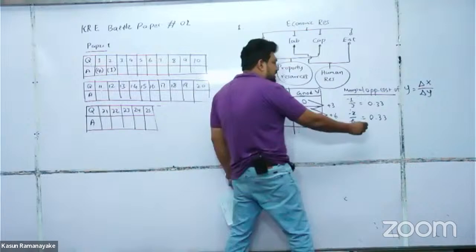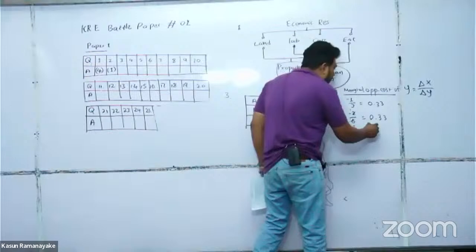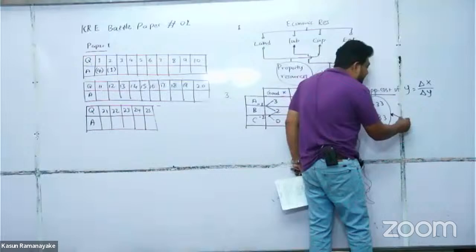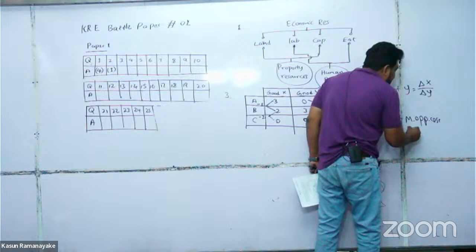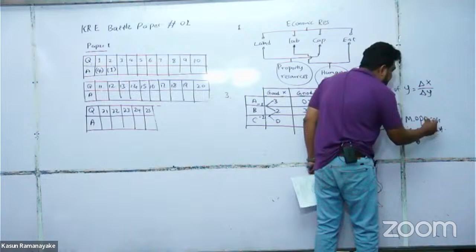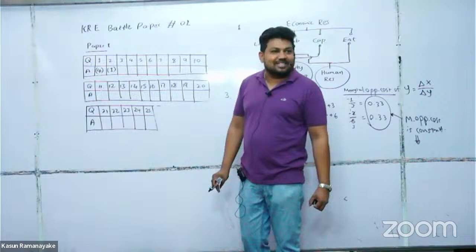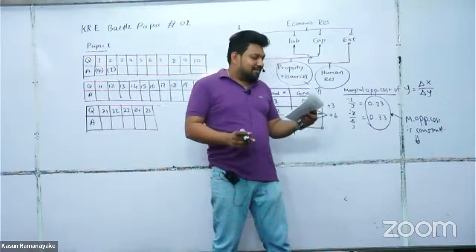Can you see? When you are increasing the production of one good, the Y good, the number of units sacrificed from the other good remains constant. Marginal opportunity cost is constant. That means constant opportunity cost. When there is a constant opportunity cost, tell me the reason for the creation of constant opportunity cost. Production resources have to be identical, homogeneous, same. That means the first one has to be the answer for this.